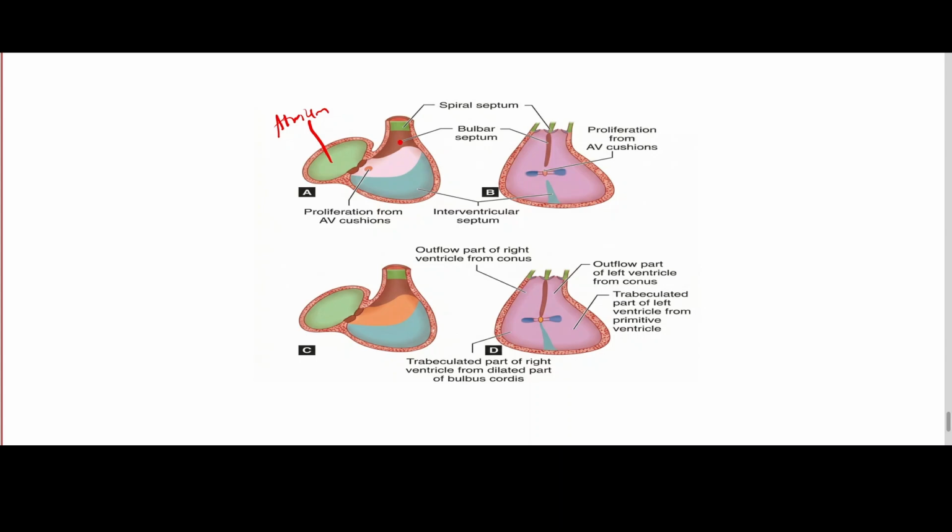Another septum grows from above downwards and it's called the bulbar septum. Now the membranous septum is formed from the AV cushions and partly from the bulbar septum. So the AV cushions proliferate, and with the bulbar septum, they eventually close the interventricular foramen. So this is essentially how the ventricles are divided into the left and the right ventricles.